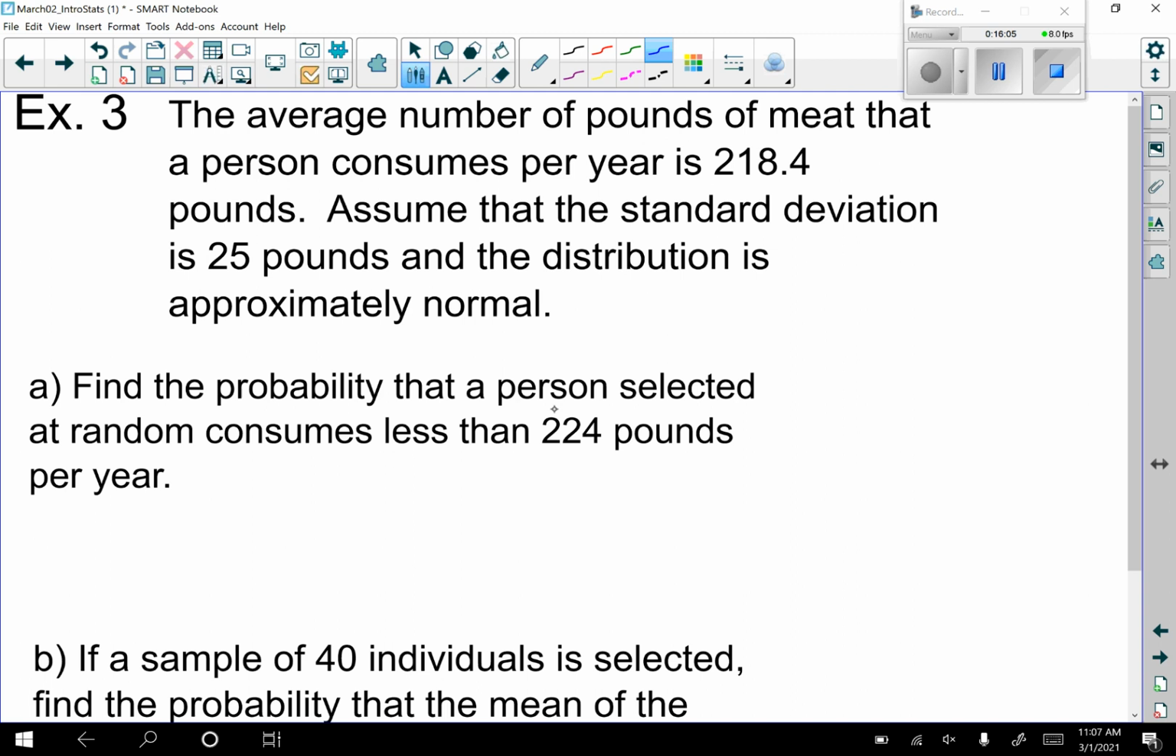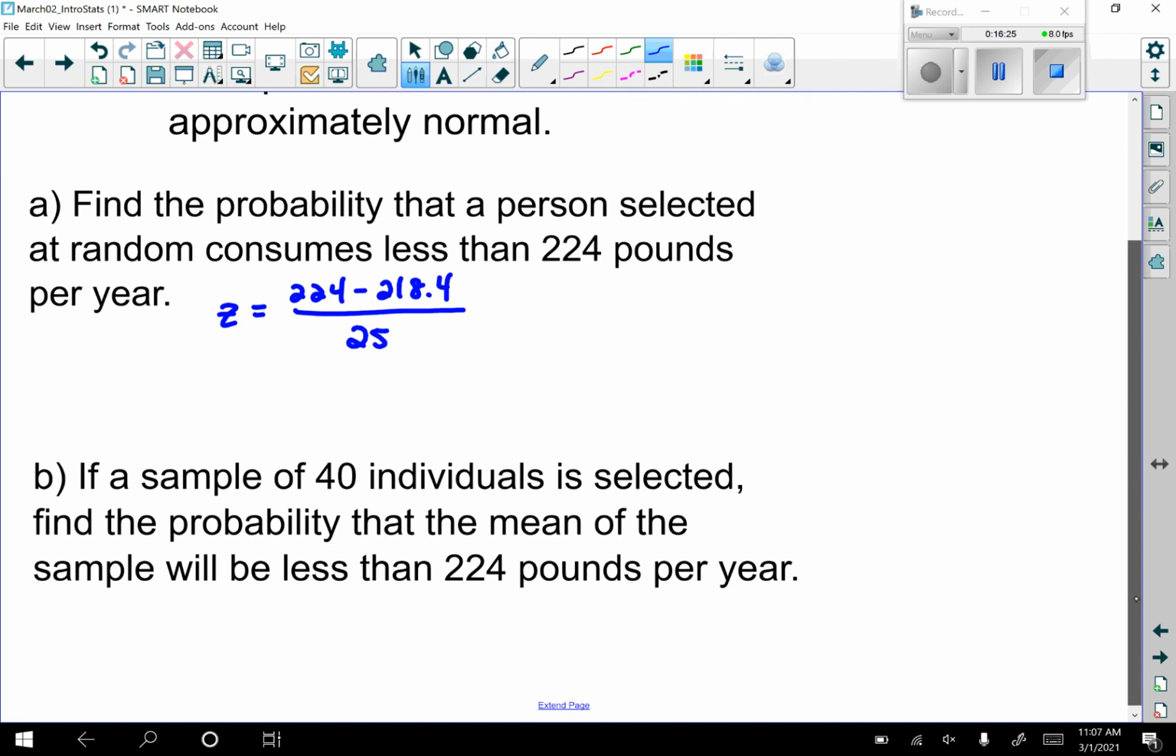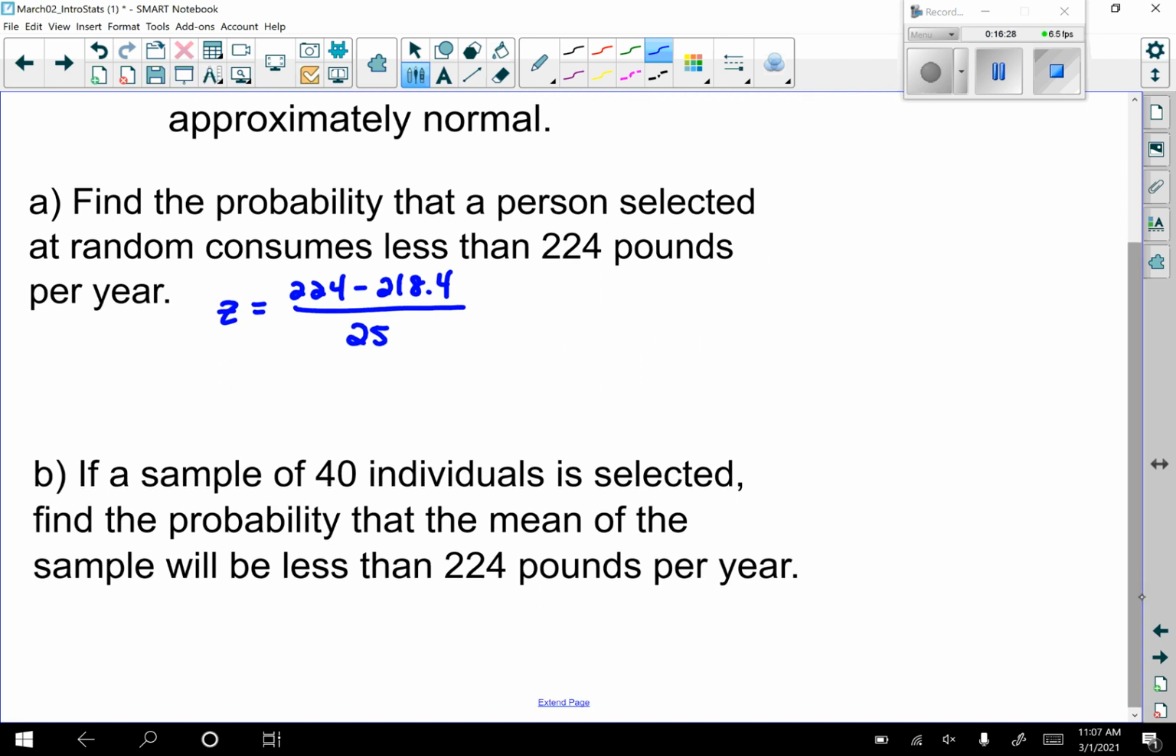All right, so for part A, since we're just looking at an individual data value, we use the former formula. So that would just be Z is going to equal the 224 minus the 218.4, just over 25. Go ahead and write out the formula for part B. The difference here is going to be 224 minus 218.4 divided by 25 over the square root of 40. And again, it's because the sample size is mentioned.